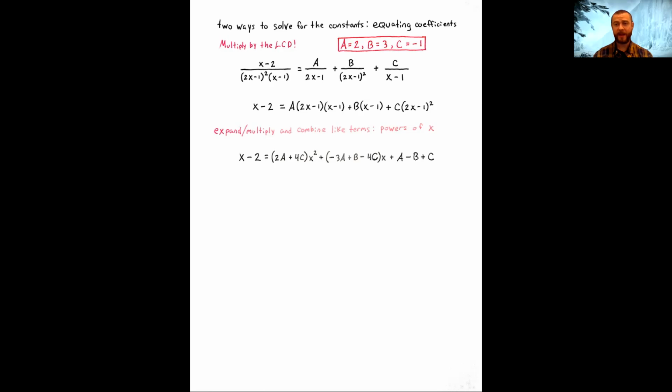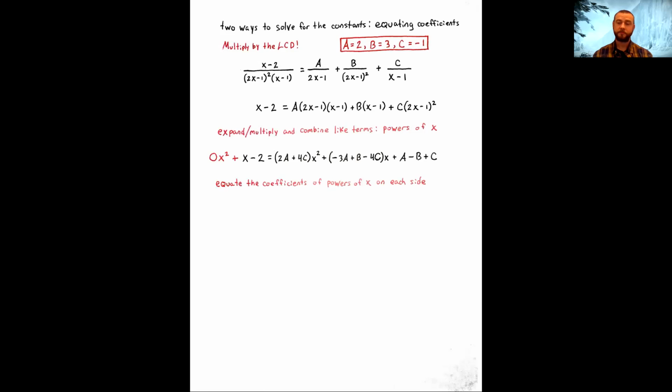Now, you might be thinking, wait a second, there's an x squared on the right side. There is no x squared term on the left side. Well, we cheat. There is an x squared term, just that its coefficient is 0. So let me put 0x squared on that left side. Now we have x squareds on both sides, we have x's on both sides, and constants.